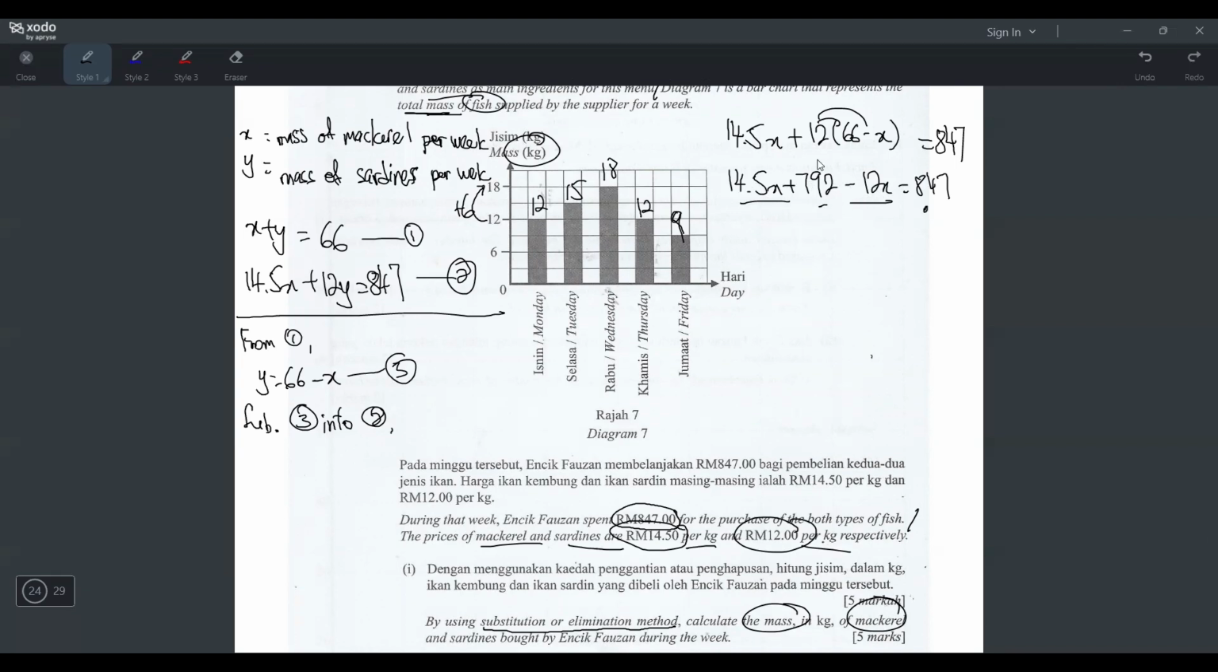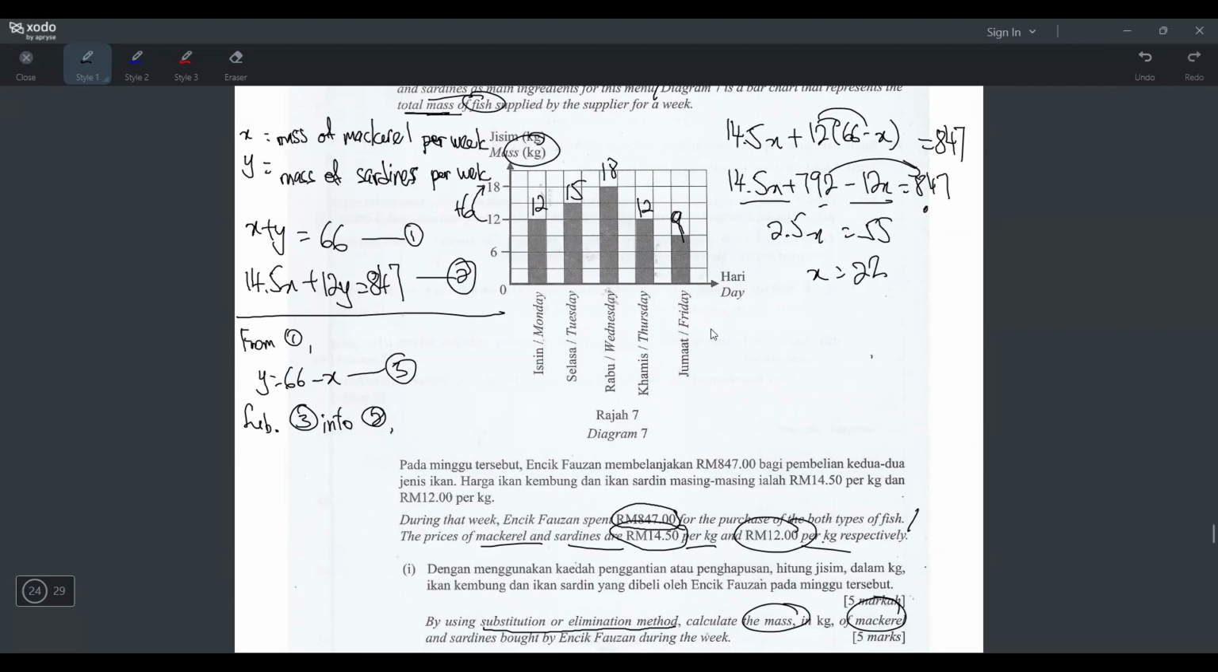So let's see what my calculator gives me. 2.5x. And then number with number can do. So 792 move over there. So 847 minus 792. Okay, my calculator gives me 55. And the last step is to divide by 2.5. So divide by 2.5, you get your x. My calculator gives me 22. And what is x? The mass of mackerel is 22 kg for that week.